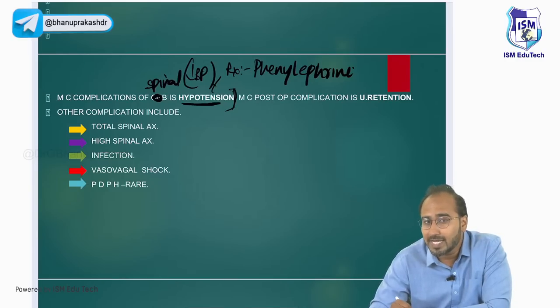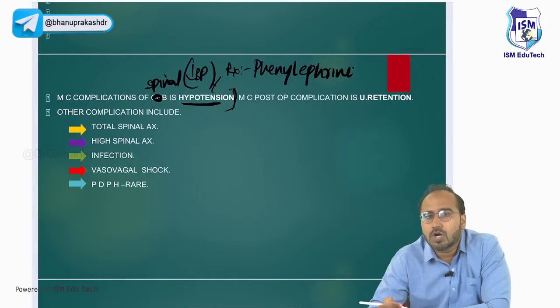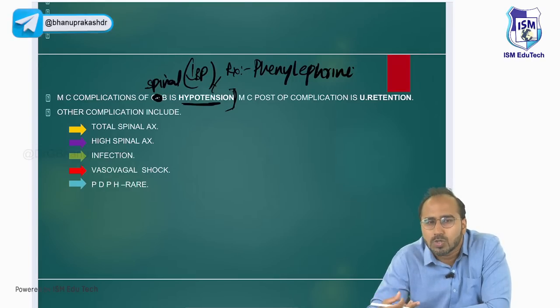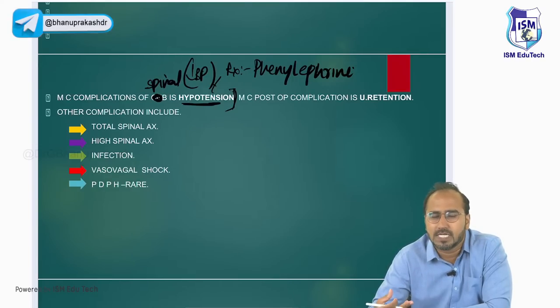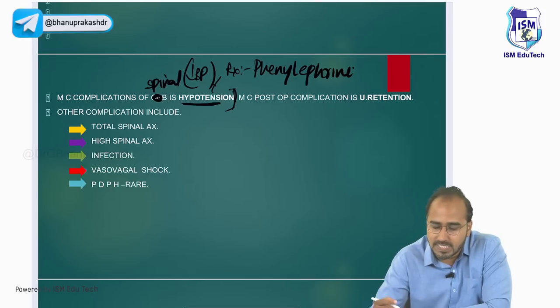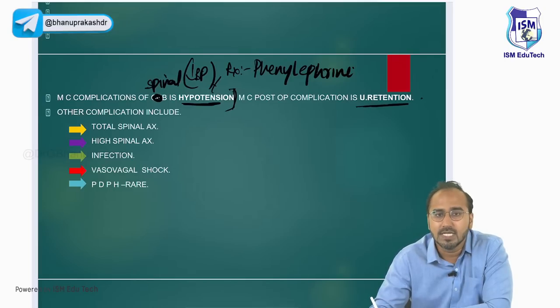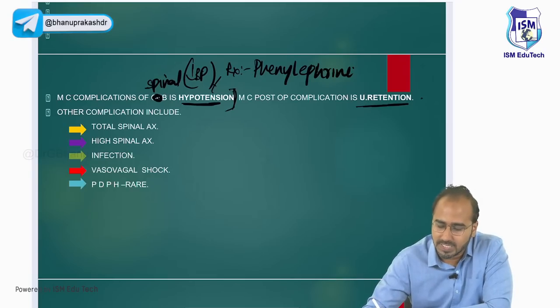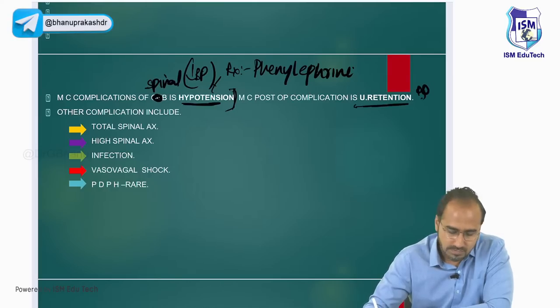Next MCQ regarding spinal is, what is the most common post-op complication? Post-op complication means after surgery, when you go to the patient and ask, that complication you can see. It is urinary retention. Due to blockage of the sacral fibers or sacral segments, the patient will have urinary retention.